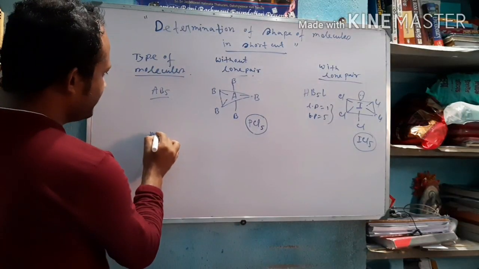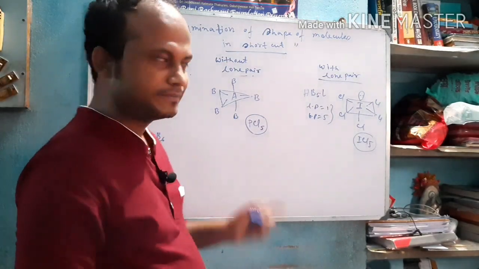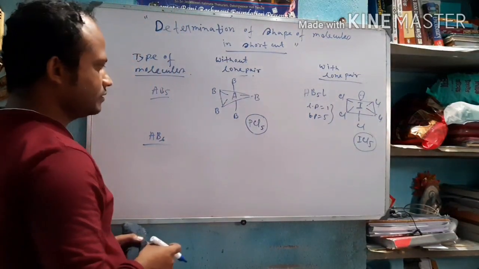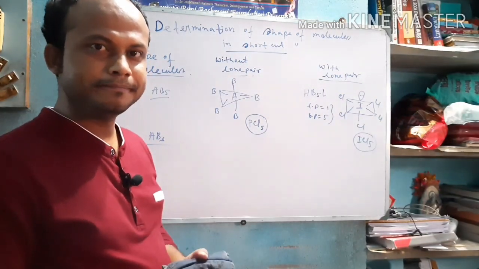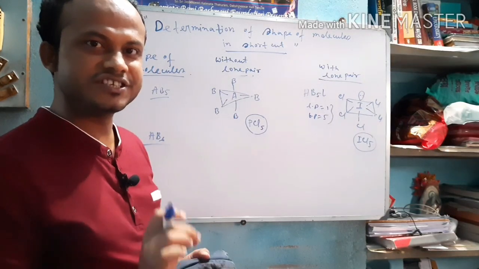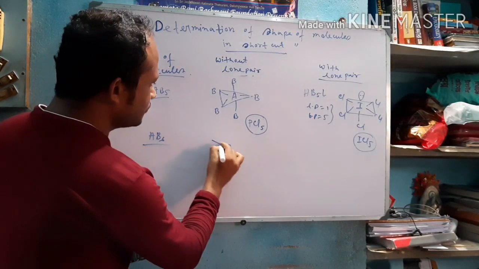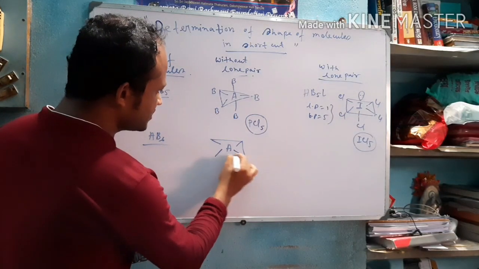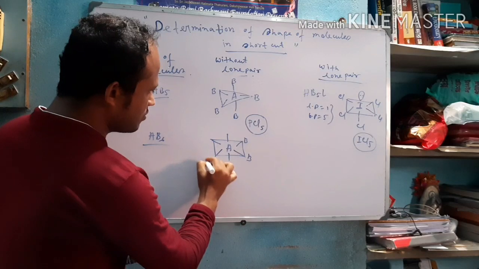Now AB6 type molecules without lone pair, that is 6 covalent bonds. Which element can form 6 covalent bonds without lone pair? That is group 16 element. Group 16 element, that is A surrounded by each 6 B atoms. This type of structure will form.